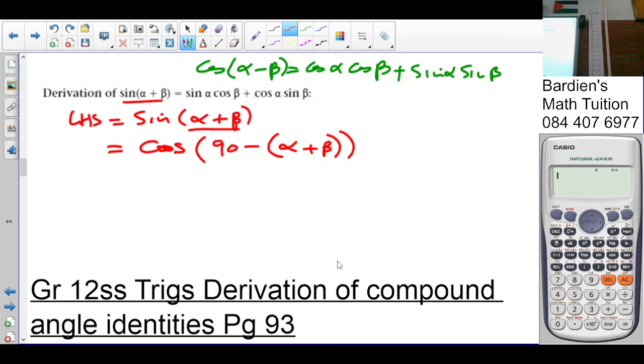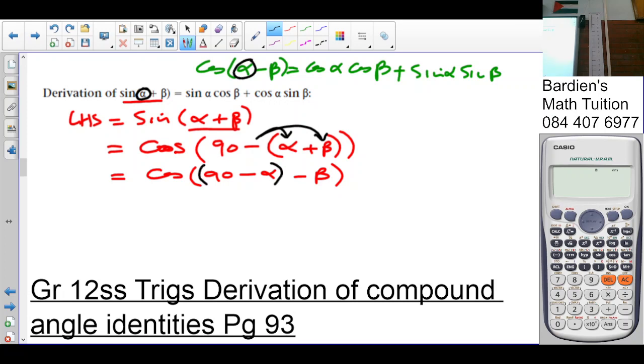So firstly, we're going to get rid of this bracket here. So what we do now is say this is going to become cos of 90 minus alpha minus beta. So what do we have in alpha's place now? 90 minus alpha. Minus is in its place, as you can see there, and beta is in beta's place. Alright.